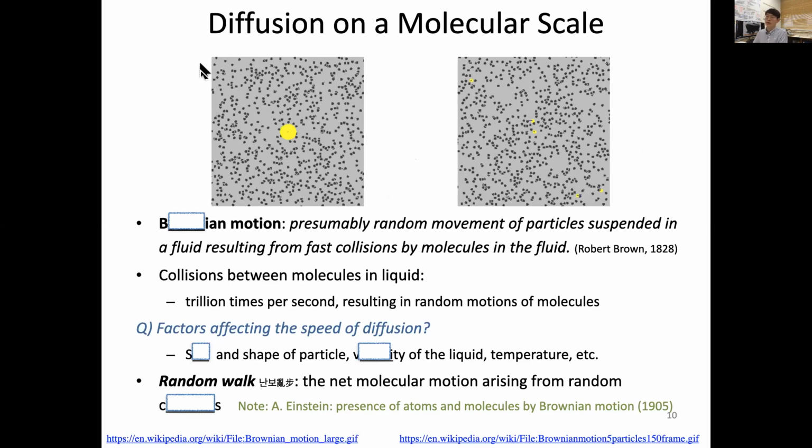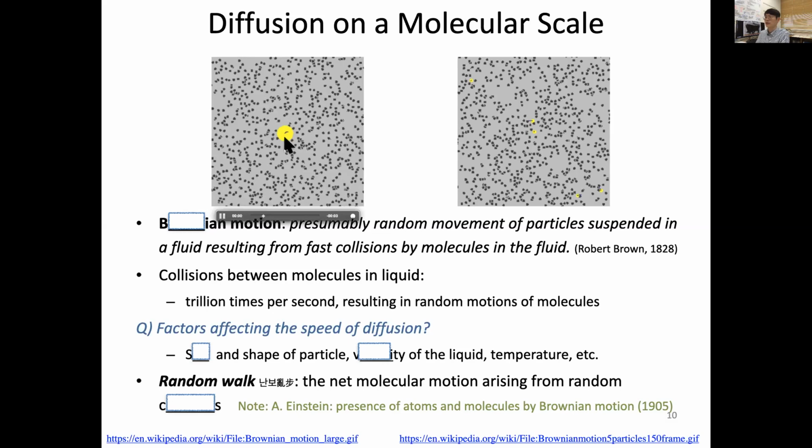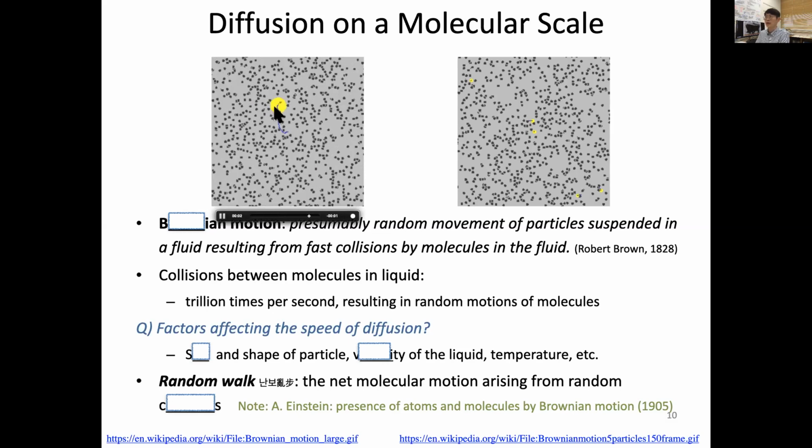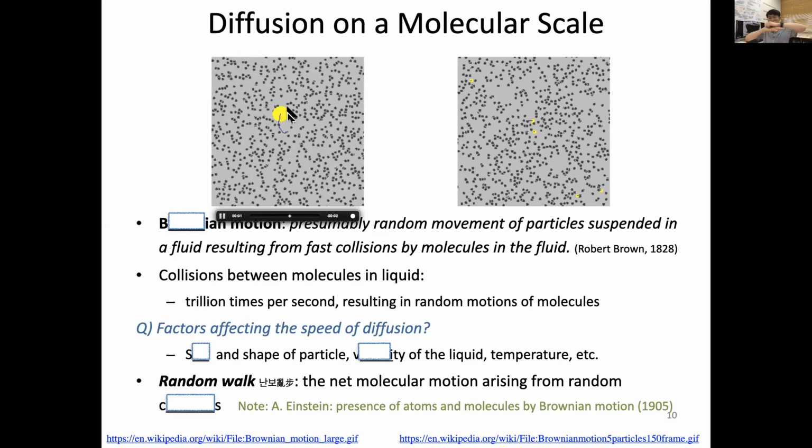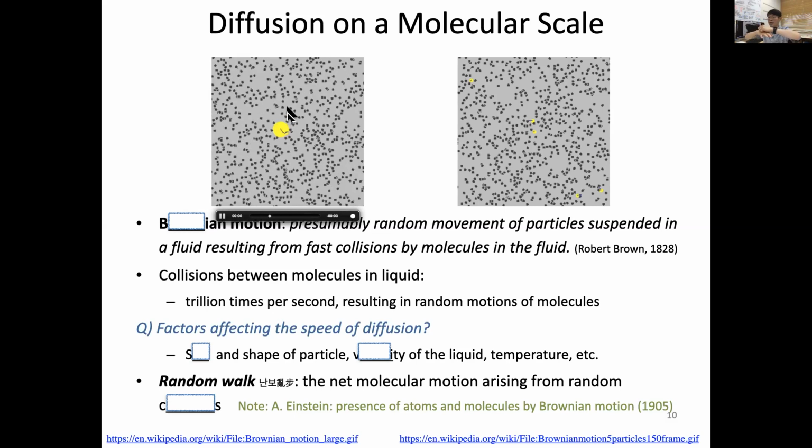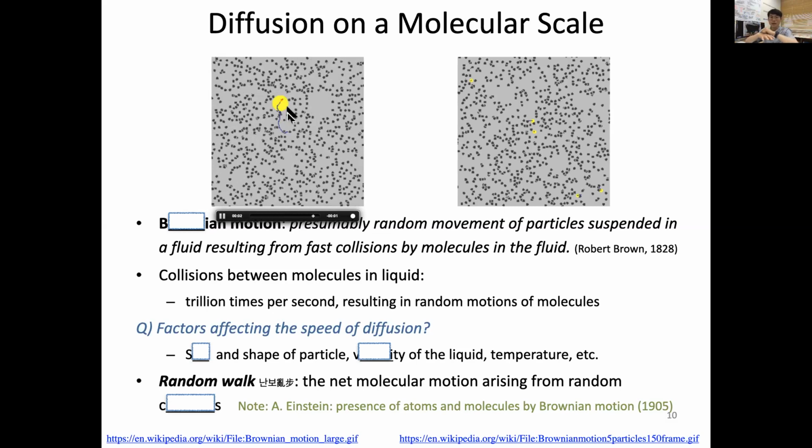So in 1828, Brown published this observation. You look at these tiny dark points as water, and this yellow one as a pollen. He observed that its trajectory is kind of random, and it moves on top of the surface of the water, and that's what he observed.